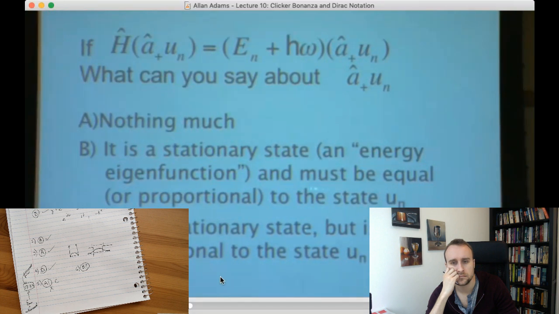Here the assumption, just to say that out loud, is that UN is an eigenfunction of the energy operator H with eigenvalue En.